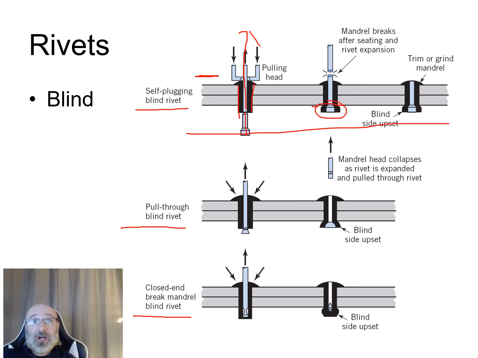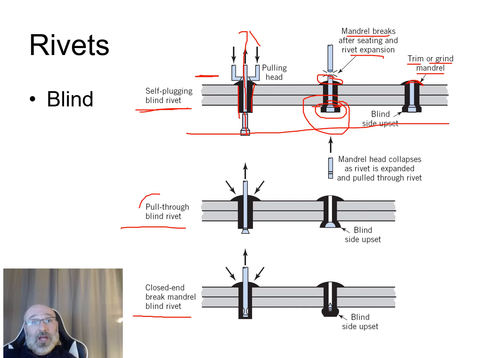Now this is larger than the opening, locking it in place, and then the mandrel breaks after seating, and the rivet is expanded down here. Then you're still left with a little nub at the top. It never breaks quite evenly. You still need to do an extra process of trimming or grinding down the mandrel, so you have that nice smooth shape at the top. So this is the self-plunging blind rivet.